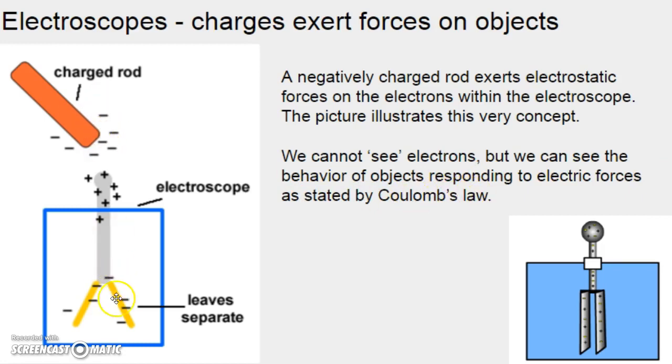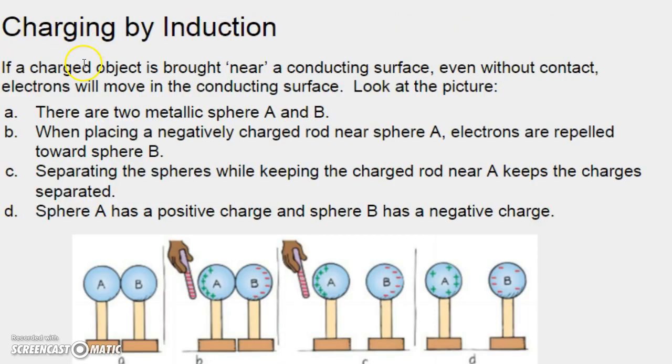Negative charges will repel negative, and they would thus be attracted to the positive. But the electroscope has no net charge here. And in this case, we can just say that all of the electrons and protons are equally distributed. We're seeing no movement. This we could say very confidently is neutral. When we look at charging by induction, we have to look at a scenario here.